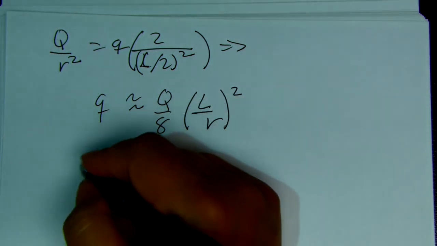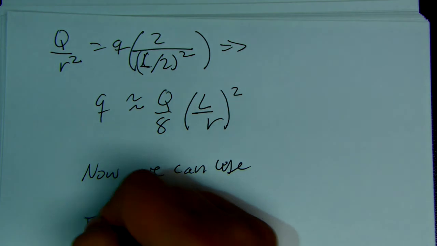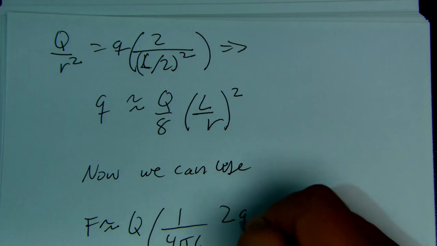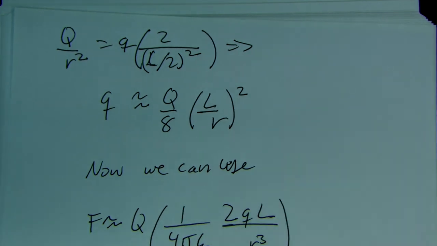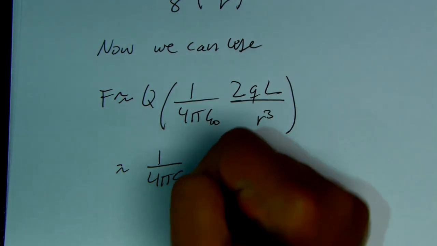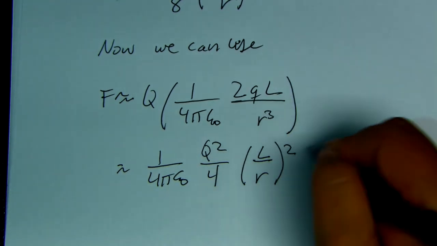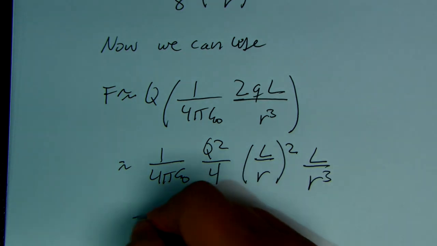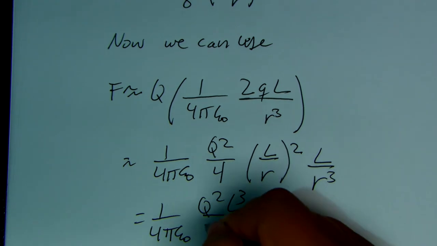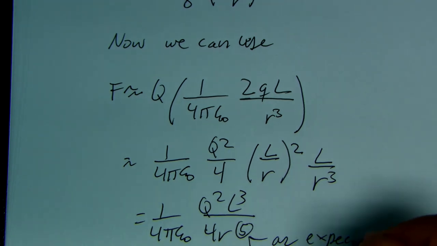All right, so now we can use the force is approximately Q times 1 over 4 pi epsilon naught 2QL over R cubed. It's approximately 1 over 4 pi epsilon naught Q squared over 4 L over R squared, L over R cubed, which is equal to 1 over 4 pi epsilon naught Q squared L cubed over 4R to the 5th, which would be what we would expect.